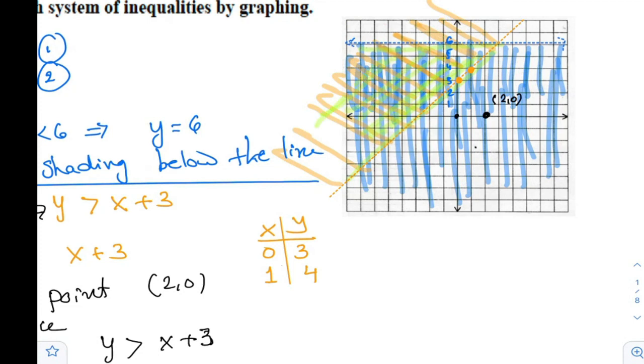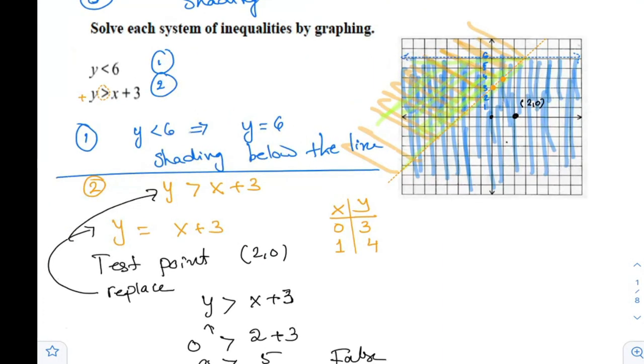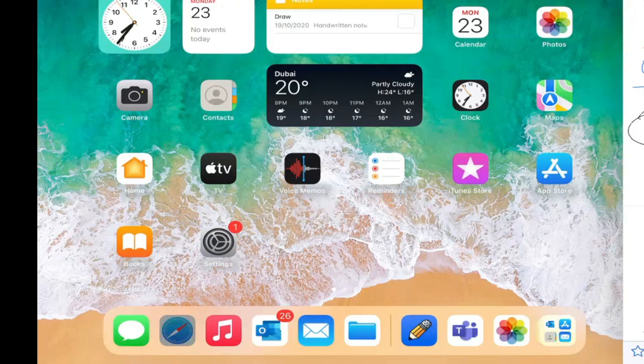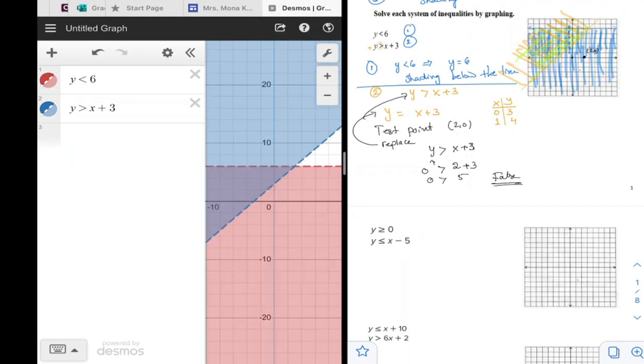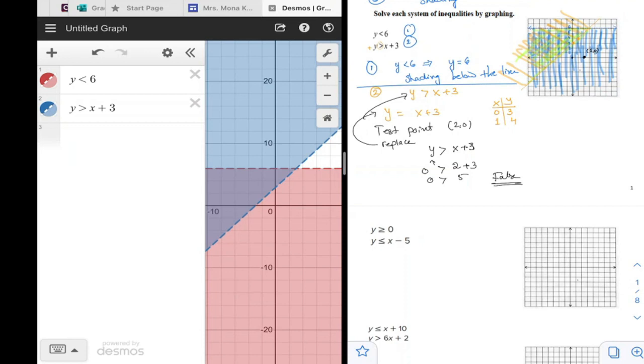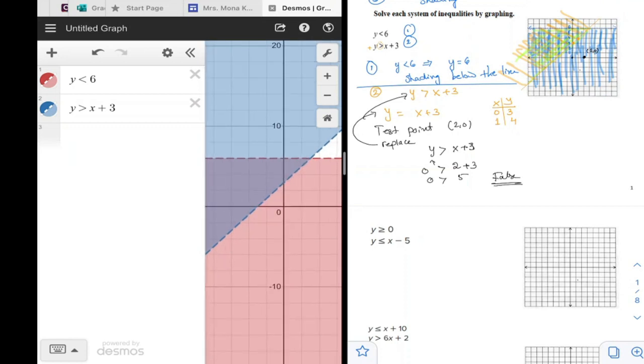If you do use a graphing software to make sure that your solution is correct, I am using the Desmos application. Let's use Desmos and check whether we have done the correct job. This is Desmos. I have graphed both inequalities that I have done manually. And as you see here, we have 2 regions, one in blue, one in red, and this is the correct region here. Actually, this is y less than 6 and y more than x plus 3. And this is the correct region as we have expected.